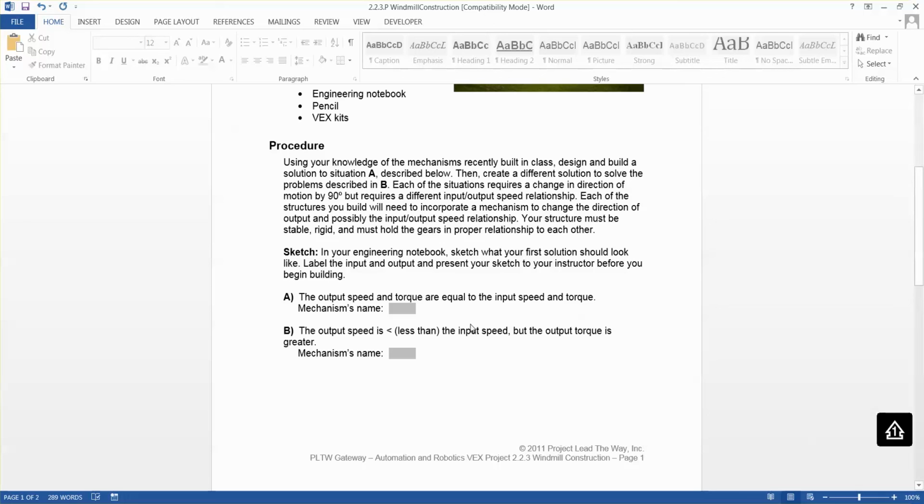So just make sure that this is going to be something that is stable. It's rigid and it's got to hold the gears in the proper relationship, and something that's not going to fall apart because of outside elements. And so make sure it's very stable and make sure that it works. So there you go. Those are your directions for your windmill assignment.